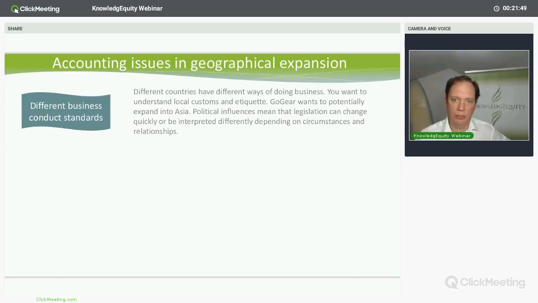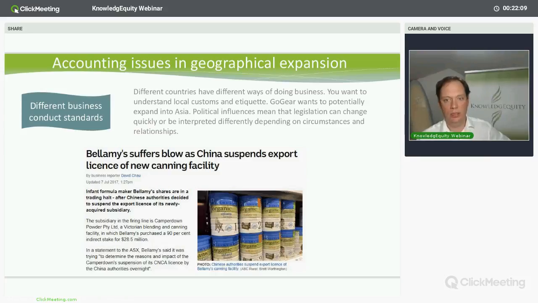And this one is really important. Different countries have a different way of doing business. There's cultural differences. There's hierarchical differences. There's the way you deal with government over their differences. Asia is very different to do business in than it is Australia. It's simple as that. Brings you back to some of your PESTLE influences as well.